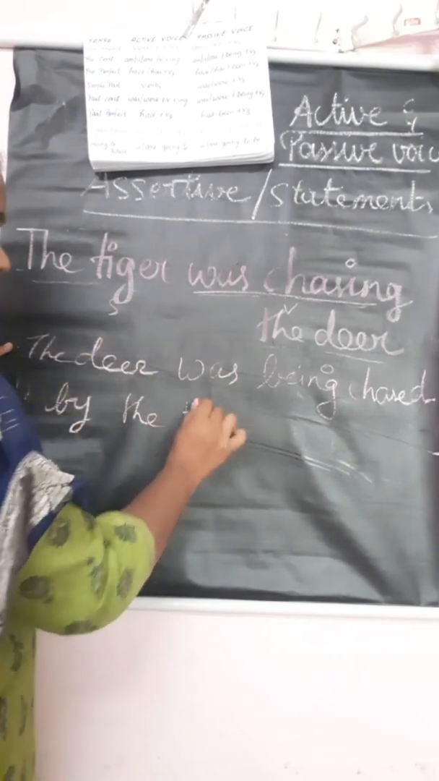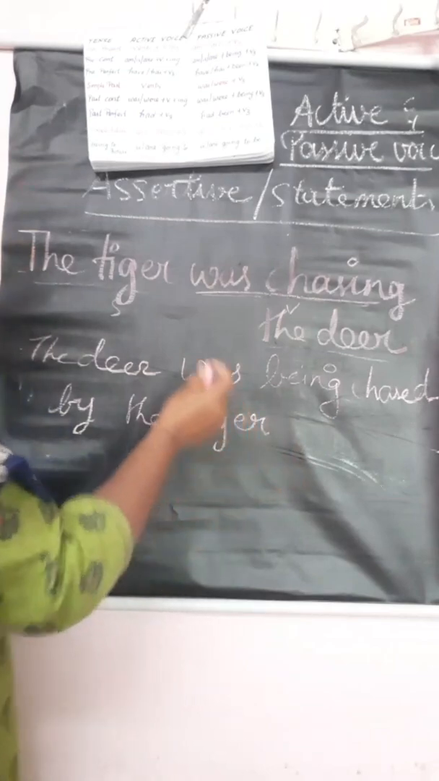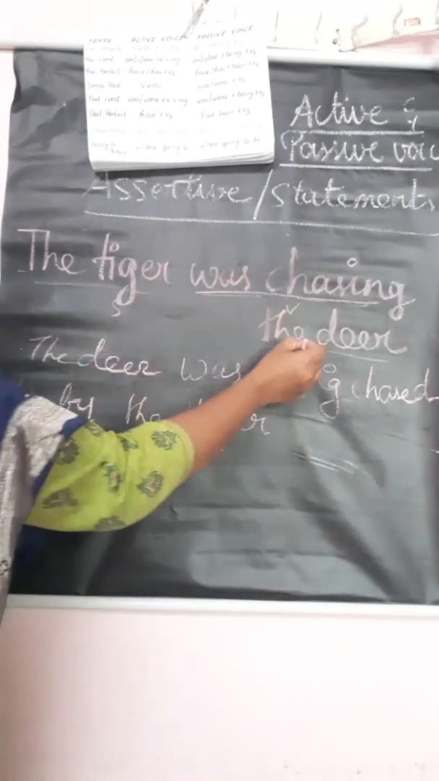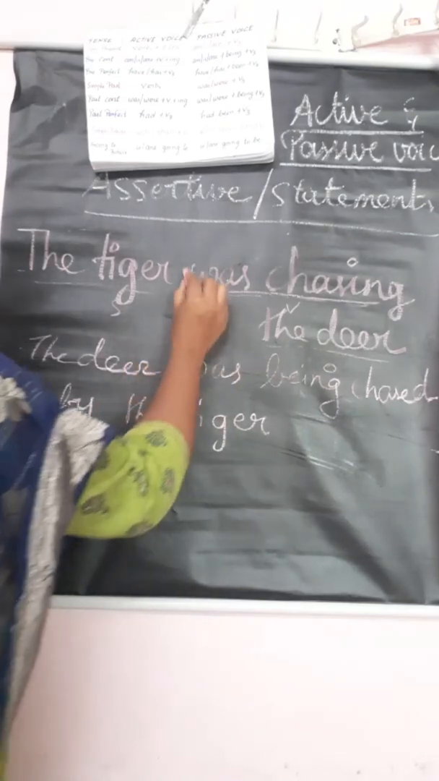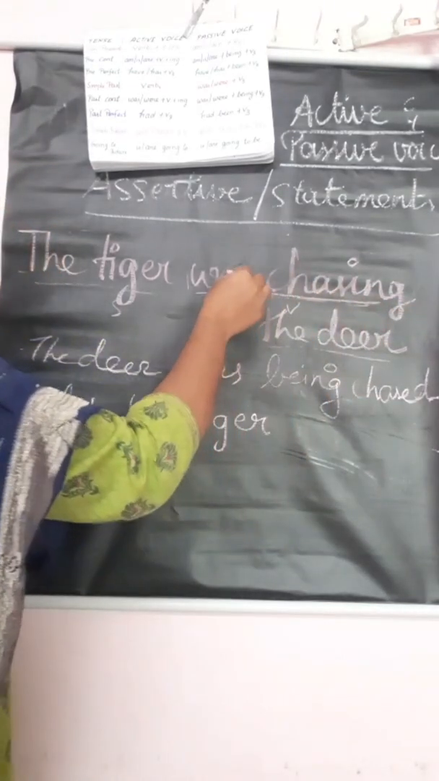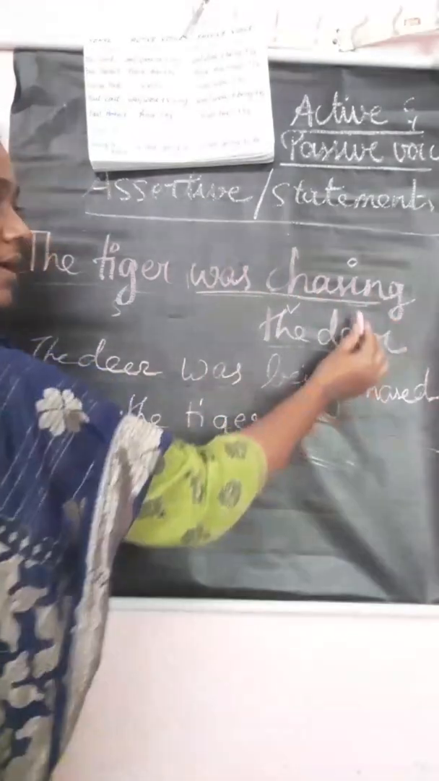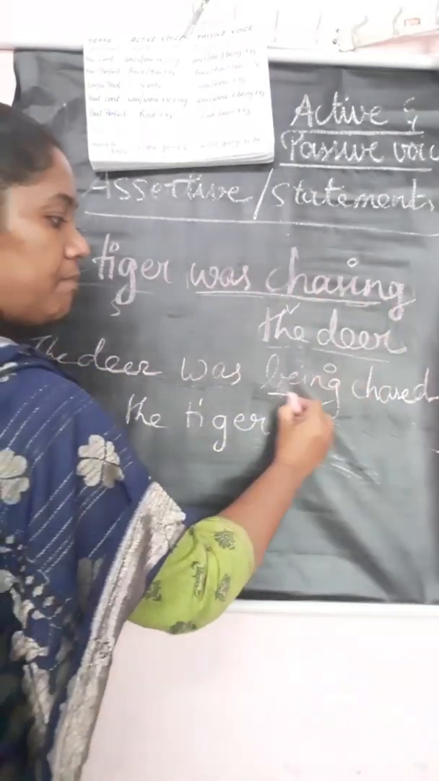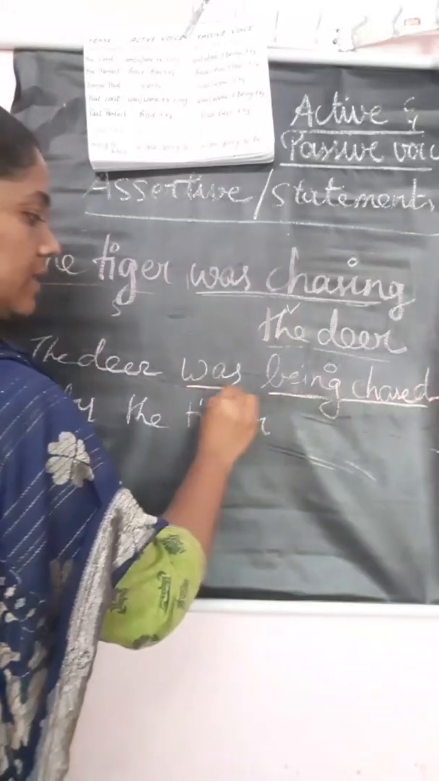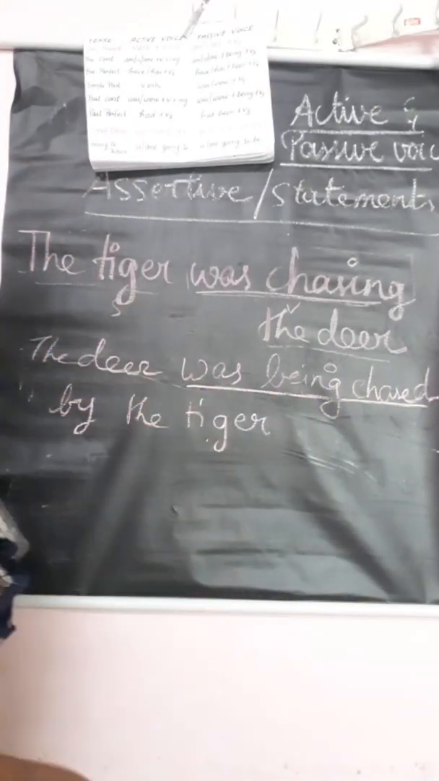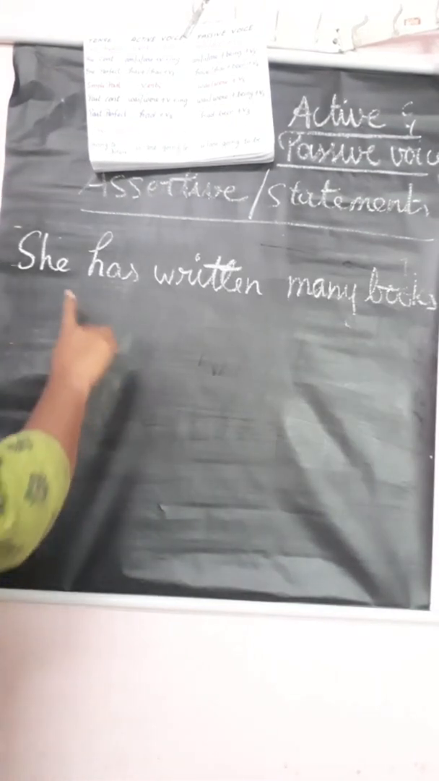Right? Tiger. I think changing a statement from active to passive is very easy. SVO, the object came here, then the main part: was means past tense only. If it is a continuous tense, we have to add being, and the verb should be in V3. Is it clear? Then by agent, the subject came to the place of the object.